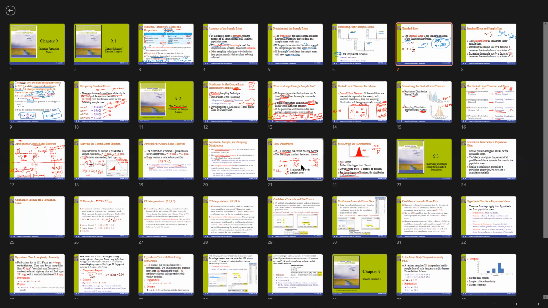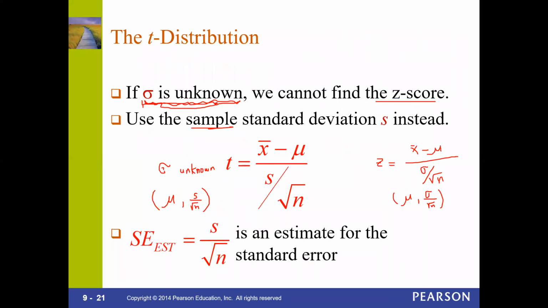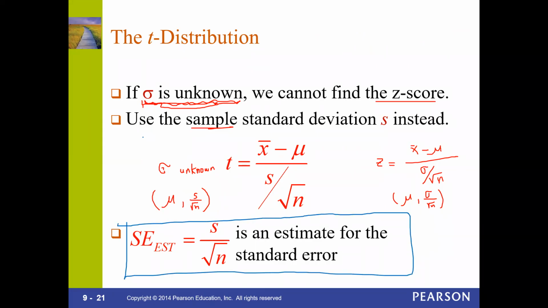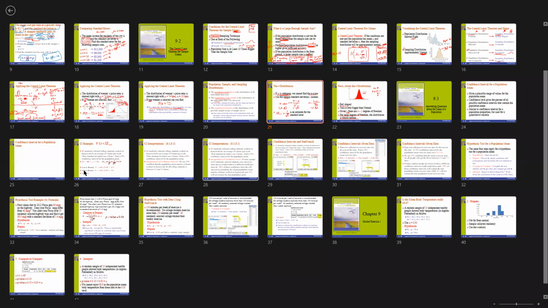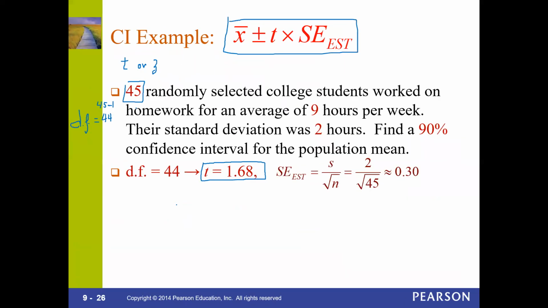I think we talk about right here. So we said the standard error for this will be S over square root of N. We talked about that last class. This is when the sigma is unknown, because we're dealing with a small sample. We don't know anything about the population, which means sigma is assumed to be unknown.